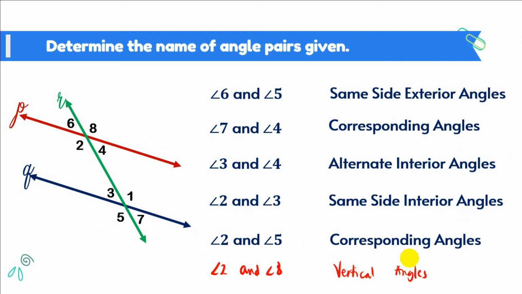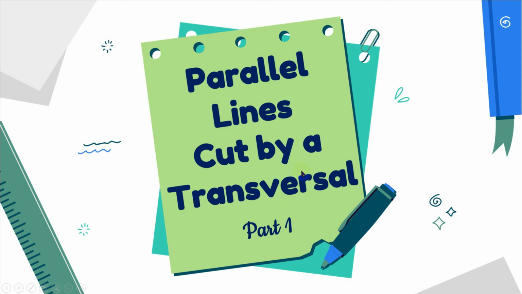Okay? So, huwag nyo rin kakalimutan yung iba pang angle pairs na pwede nating makuha sa parallel lines cut by a transversal. Since may intersecting lines, malamang po may vertical angles. At meron din tayo dyang linear pairs. Angles na nakakapag-form ng straight line. So, that's all for this video lesson. Again, parallel lines cut by a transversal.